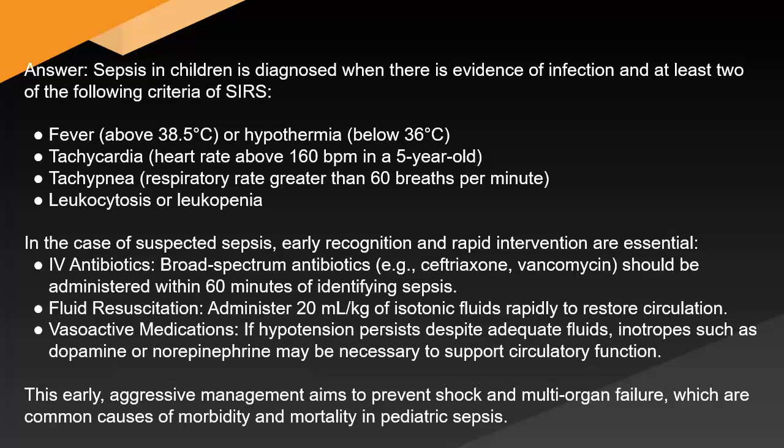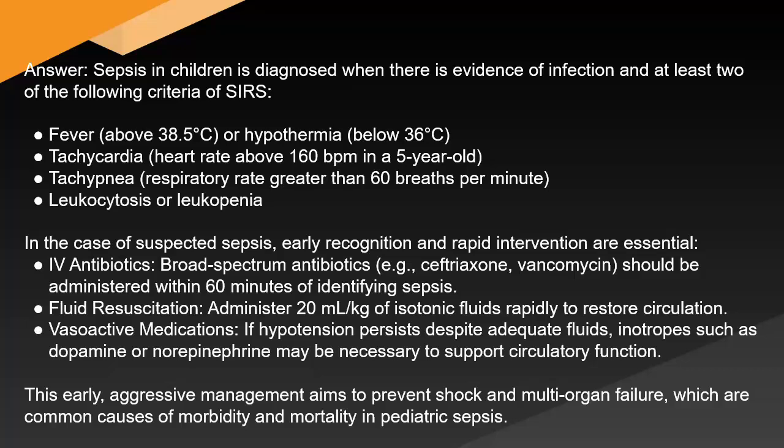IV antibiotics. Broad-spectrum antibiotics, e.g. ceftriaxone, vancomycin, should be administered within 60 minutes of identifying sepsis. Fluid resuscitation. Administer 20 mL/kg of isotonic fluids rapidly to restore circulation. Vasoactive medications. If hypotension persists despite adequate fluids, inotropes such as dopamine or norepinephrine may be necessary to support circulatory function. This early aggressive management aims to prevent shock and multi-organ failure, which are common causes of morbidity and mortality in pediatric sepsis.